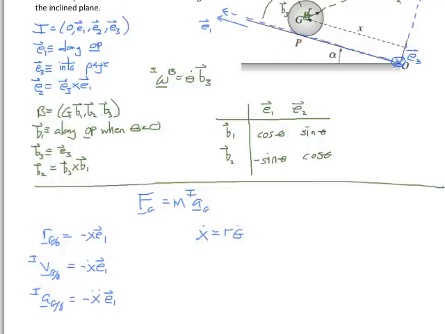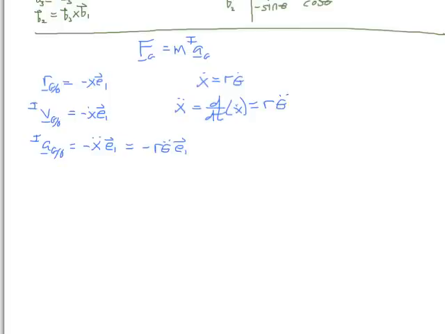So that means that we can take the time differentiation of this to find x double dot. So d/dt of x dot is equal to x double dot. And our r is constant, it's the radius of the wheel, so this becomes r theta double dot. And so our acceleration, as observed in the inertial reference frame, of the center of mass is equal to negative r theta double dot in the E1 direction. So you can see we've taken care of everything on the right hand side because we have the mass multiplied times the acceleration, which we've now defined.